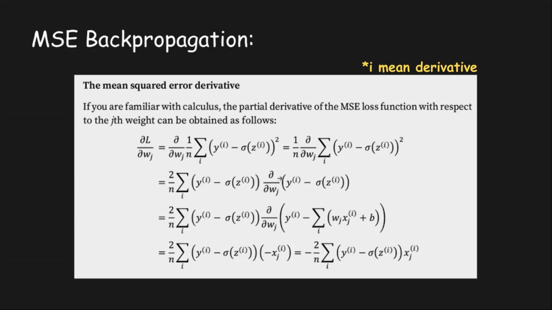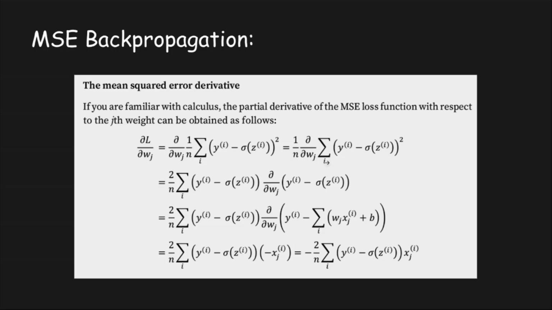Now we will calculate du by dw. That is the chain rule, right? Chain rule basically means if there is a function u of v of x, then first we do du by dv, and then we do dv by dx when we have to find du by dx. So that is what we are doing here.